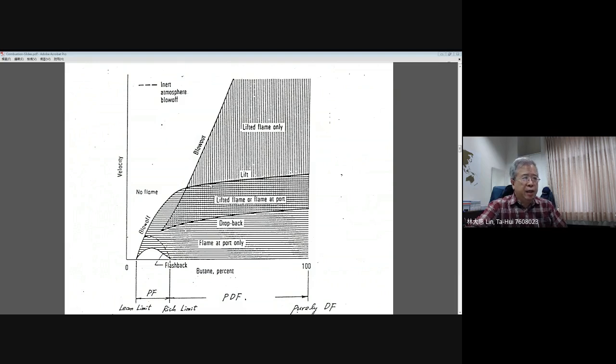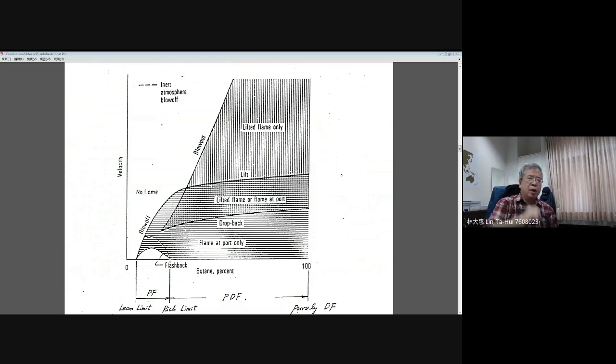Okay, then there is the boundary I show you here. Initially, you have a point somewhere in the region of this Harmon region, and when you reduce the velocity, you will reach the so-called boundary for flashback. That is due to the flow velocity decreasing.